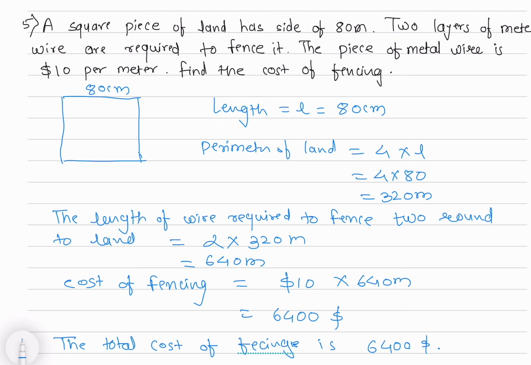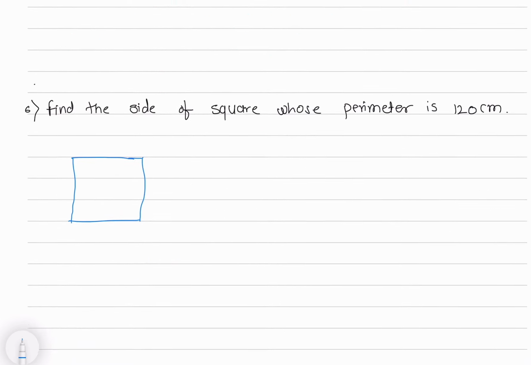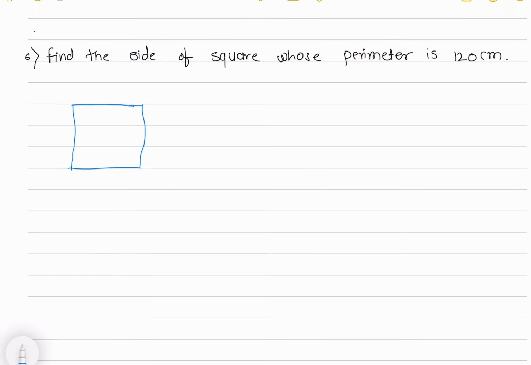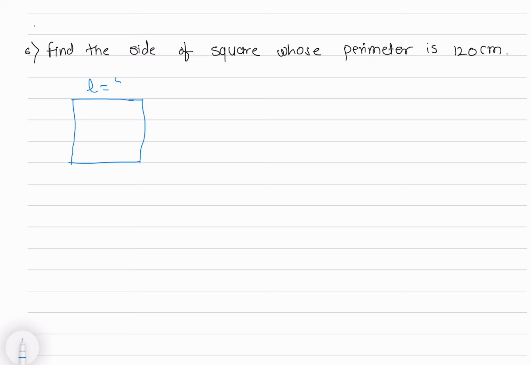Now moving to the next problem. The next problem is: find the side of a square whose perimeter is 120 centimeter. Now here is the square where we are finding the length. Here they are giving the perimeter. How much? Perimeter is equal to 120 centimeter.